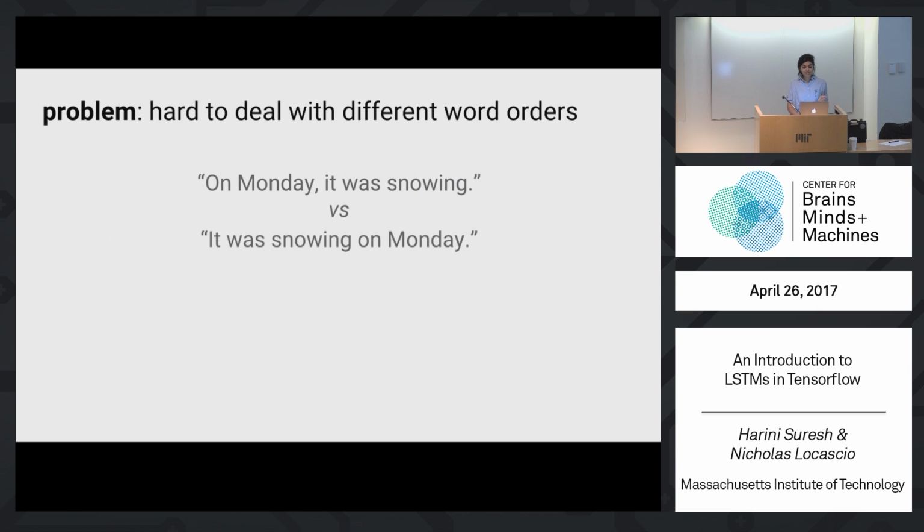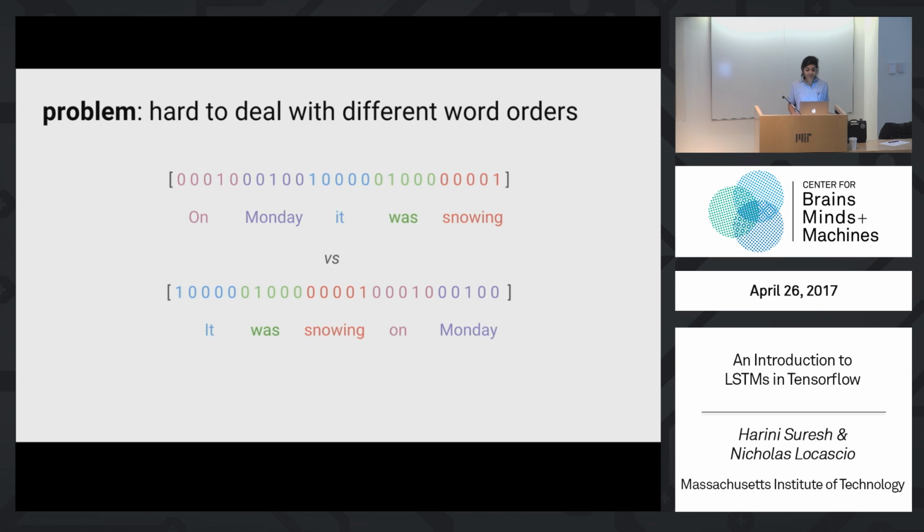However, in this case, it's actually difficult to deal with different word orders. So in this example, "on Monday it was snowing" versus "it was snowing on Monday," these actually mean the exact same thing, but they have entirely different representations in this model.